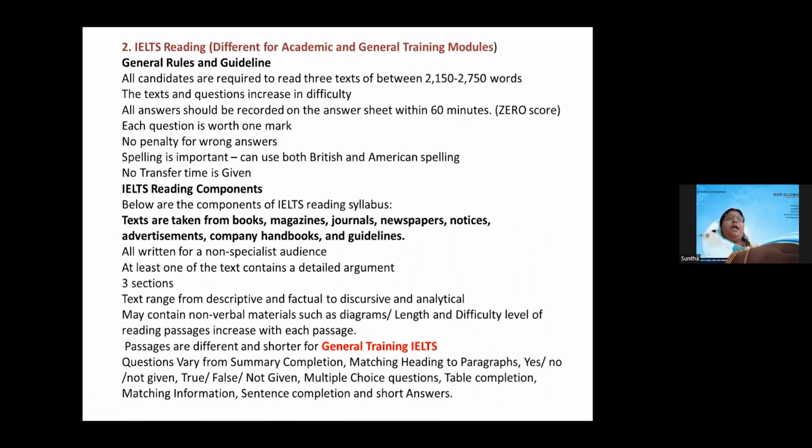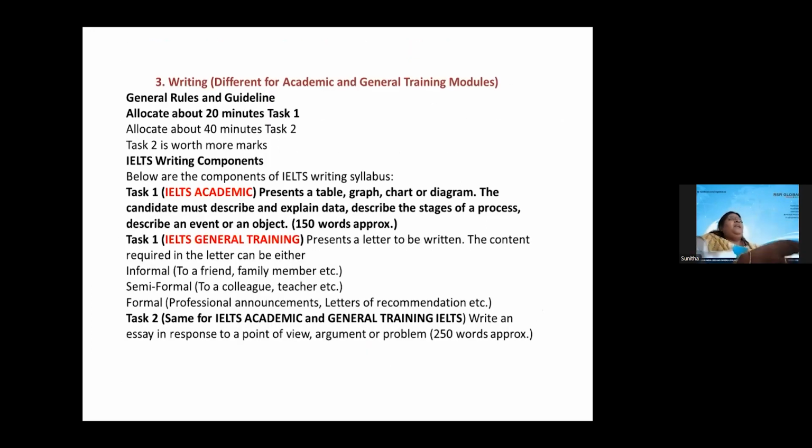And there are different types of questions, about 14 to 16 types in your reading section. It can be true or false, yes, no, not given, multiple choice, matching headings, note completion, table completion, summary completion, sentence completion. So they have to go through each and everything, and the very difficult part in IELTS, if you ask me, is only the reading part.